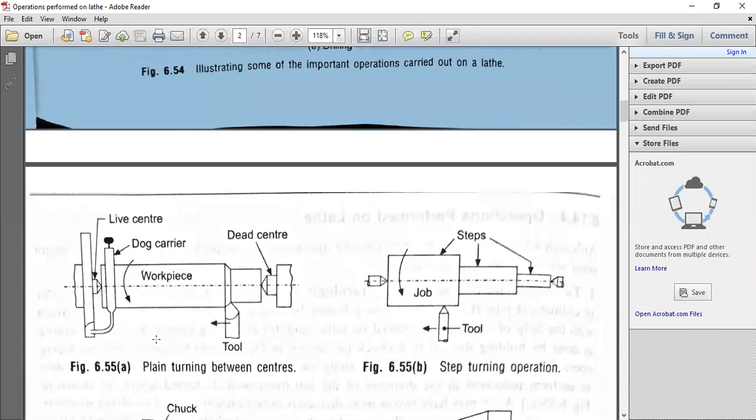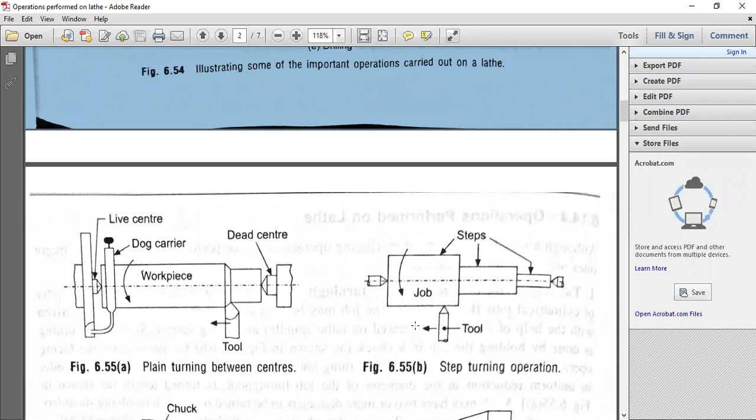So this is plain turning between centers. This is the tool. Already I told you, for turning, the tool has to be perpendicular to the job. The tool direction is towards the headstock center, the live center, away from the dead center.